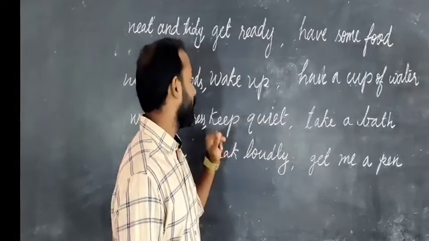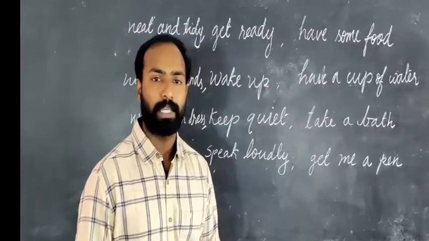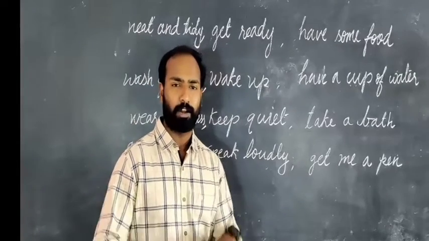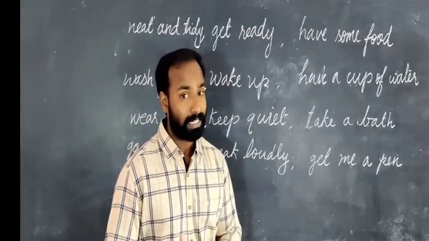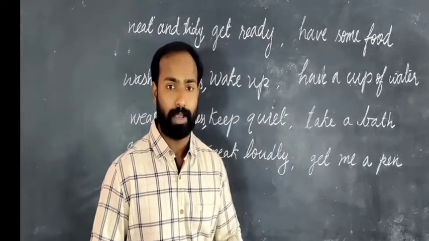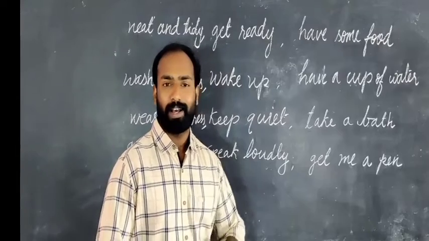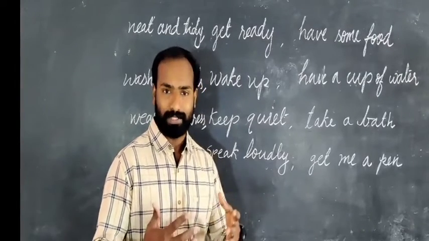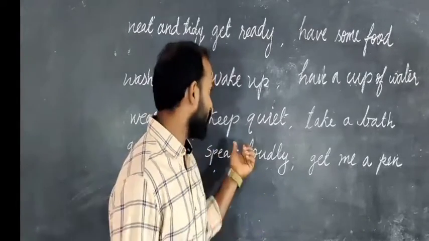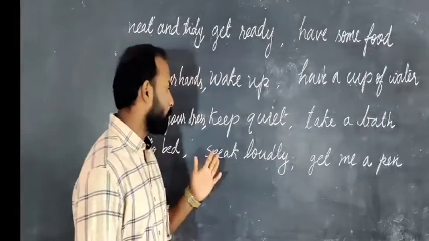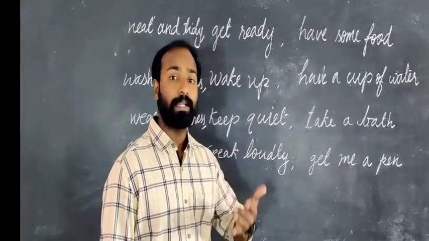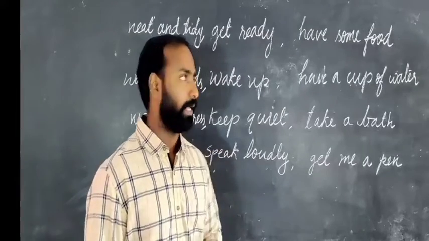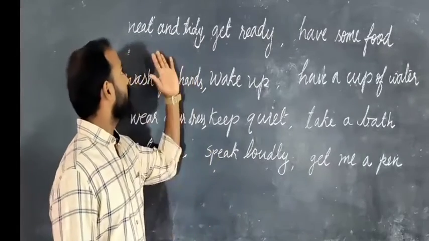Clear? Then, keep quiet. If the child keeps yelling at you, or your brother is yelling at you, then you must ask your brother, keep quiet. Or you can ask someone who is disturbing you, keep quiet. How do you ask? Keep quiet. Speak loudly. I can't hear you. You have to speak loudly. Please, speak loudly.